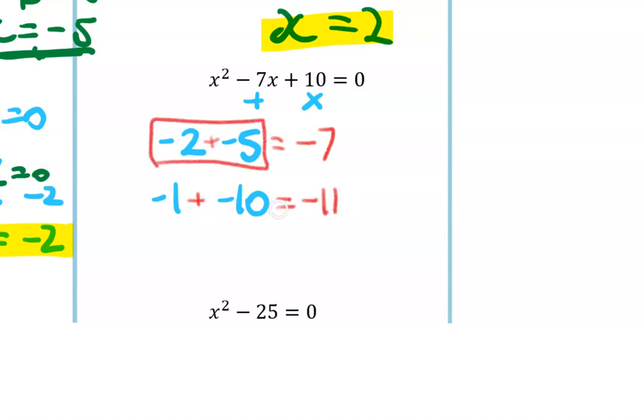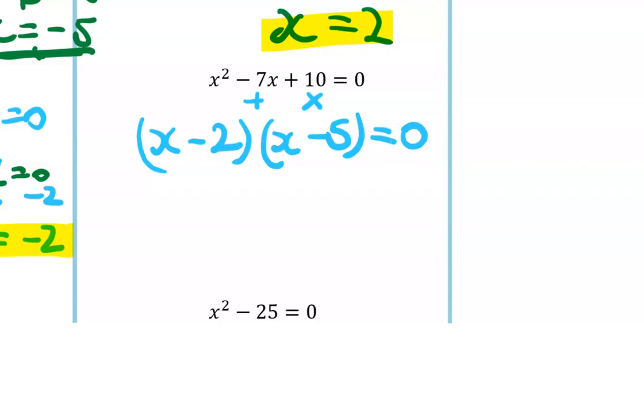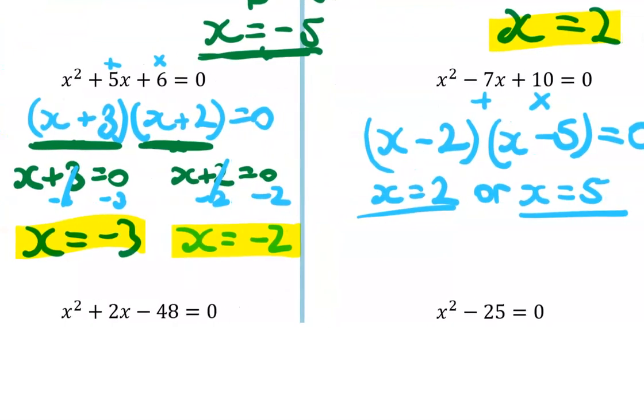Let's factorize now. Okay, so my two numbers were x take away 2 and x take away 5, and that equals 0. If x minus 2 equals 0, then x has to equal 2, or if x minus 5 equals 0, then x has to equal 5. And there's our two answers. Lovely. All right, next one.